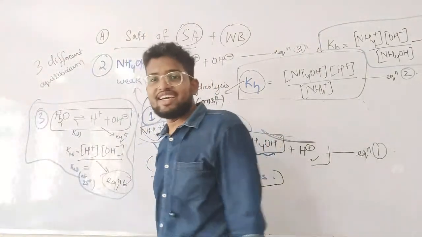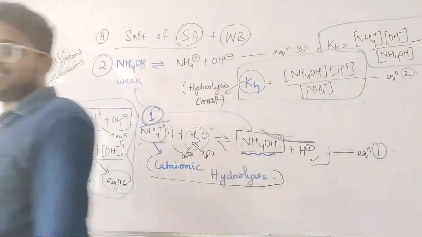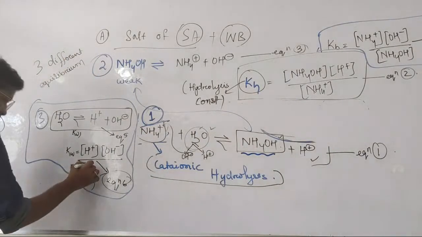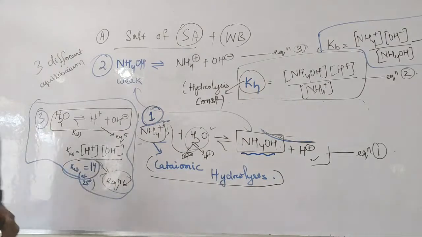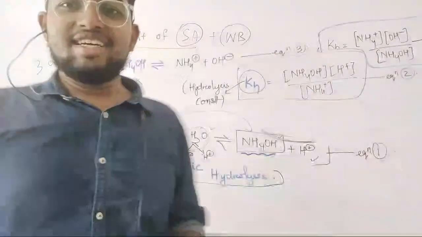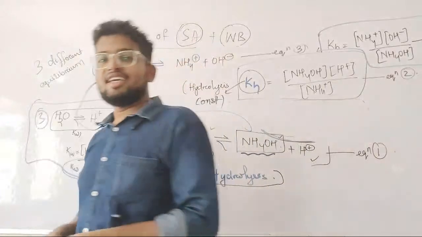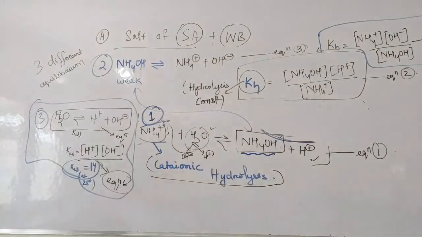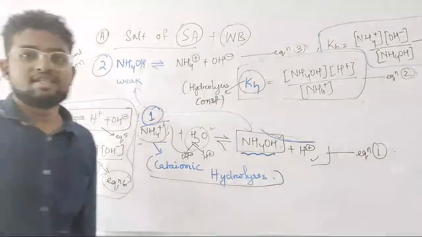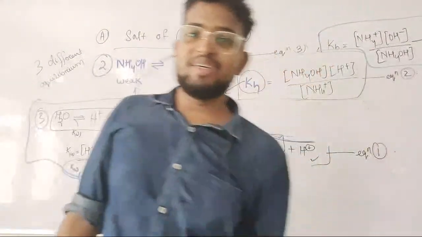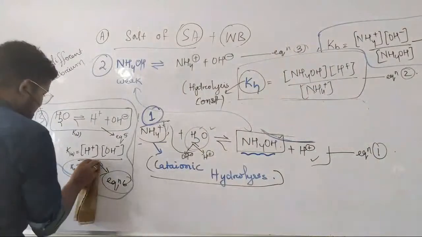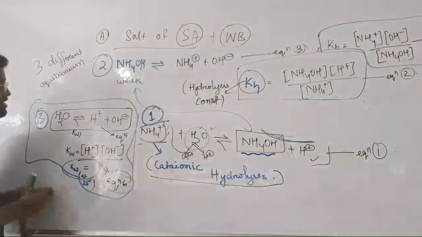What is the value of Kw at 25 degrees centigrade? Are you learning ionic equilibrium for more than 2 weeks? You should be able to answer this. 14, right? How are all of you forgetting this? What is the value of pKw? 10 to the power minus 14. Then pKw will come as 14, right?